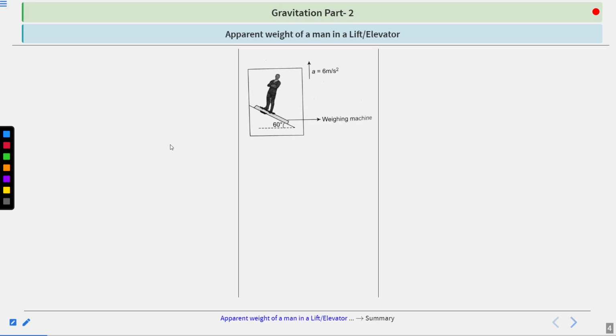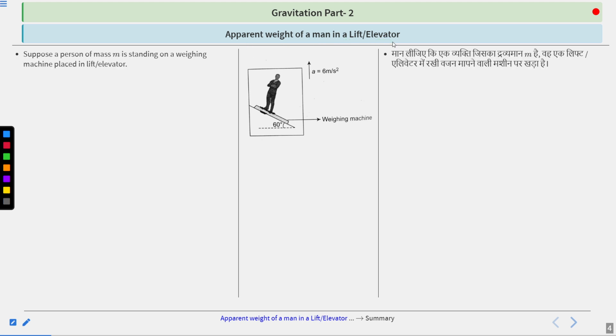Now, let's begin with the apparent weight of a man in a lift or elevator. Suppose there is a person having a mass m, and he is standing on a weighing machine, which you have often seen. That machine is placed in a lift or elevator that we usually use to go up and down in places where the floors are high.